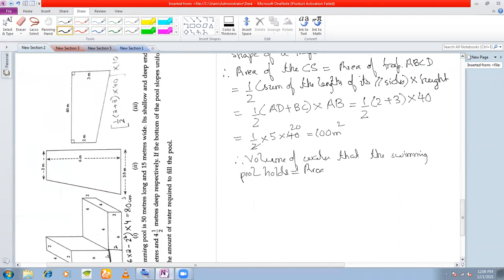Area of cross section into height or depth or length. Area of cross section is 100 and the length here is 10, which is equal to 1000 meter cube. This is the volume of water that the swimming pool will hold. Okay, that's it. This chapter is over.